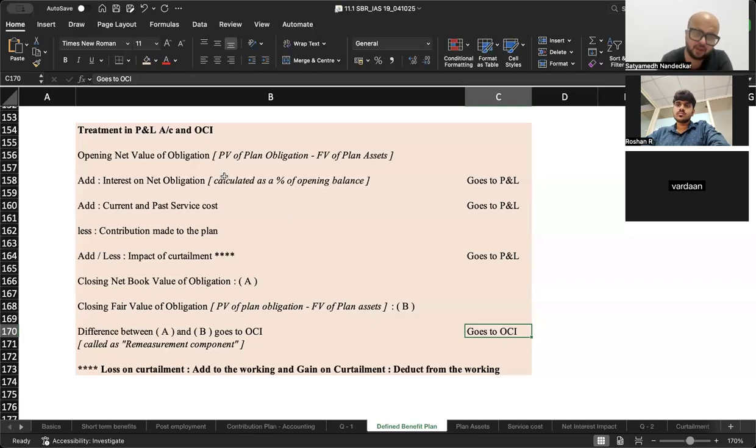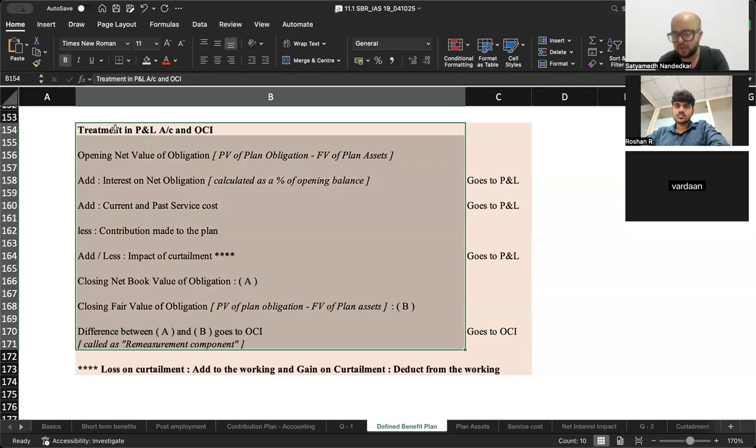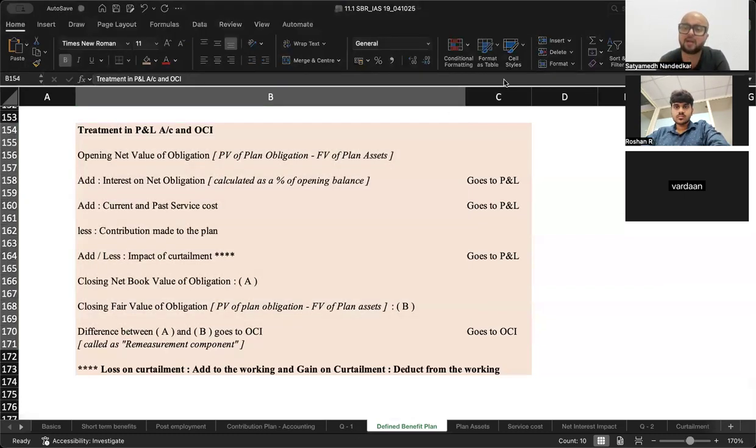For your examination, if you remember this table, it will help you tackle most of the questions in your exam. Just keep in mind what comes after what and basically what goes where in the consolidated balance sheet.